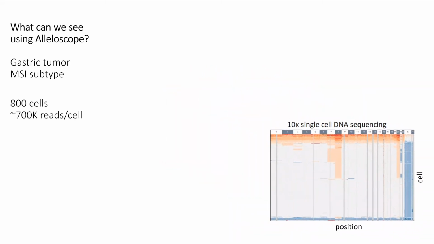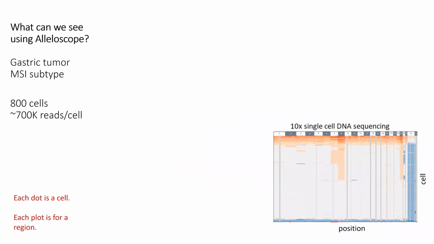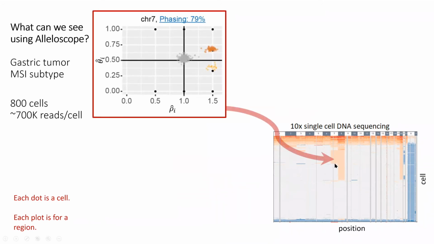But let's see what happens when we look at this sample through Alleloscope. Let's focus on this amplification of 7. As expected, we see this gray cluster at rho equal to 1 and beta equal to 1/2. Those are the normal cells. But then we see 2 additional clusters. We expected to see this cluster, which is the dominant cluster, and that is the amplification of the major haplotype, the gray haplotype. But what we were surprised to see right off the bat is that there is this other cluster that is mirrored to it. This is another subclone that has amplified the minor haplotype.